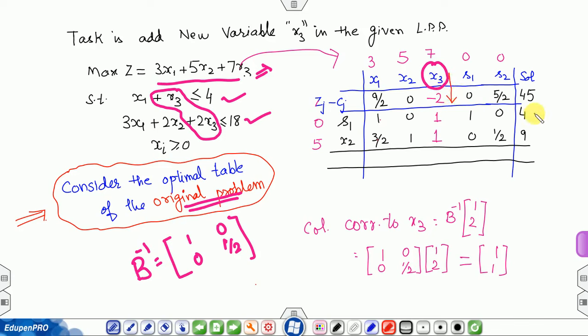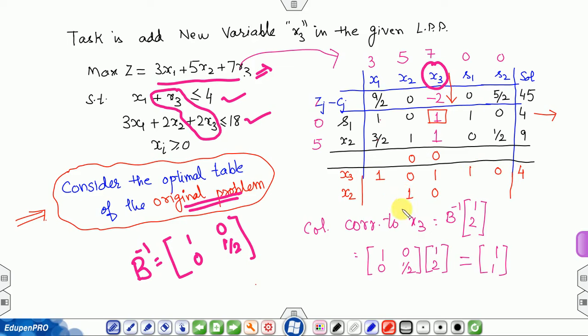What is the leaving one? The minimum ratio is 4:1, that is 9:1, so 4 is the minimum. So this is my leaving one. What is the new one? That is my X3, and now this is X2. How do you calculate all those values? Firstly, this is X3, that's quite easy. This becomes the I always. X2 is the second column. Zj minus Cj is always 0. Divide this by the pivot element, that is 1.